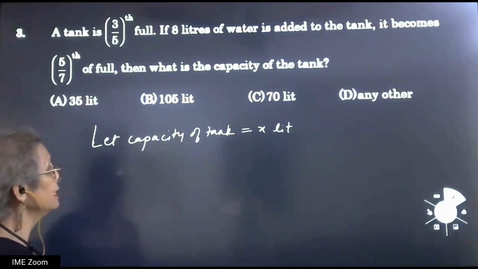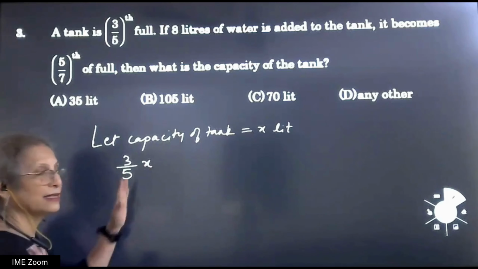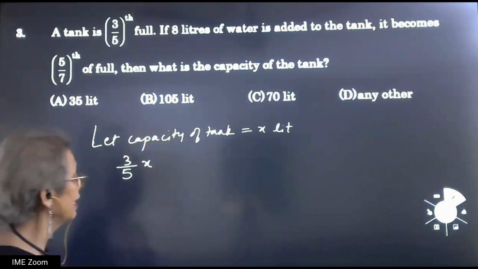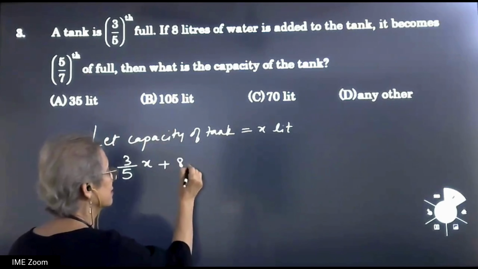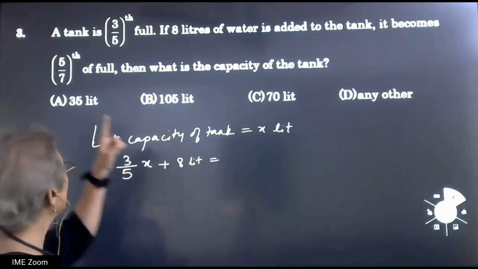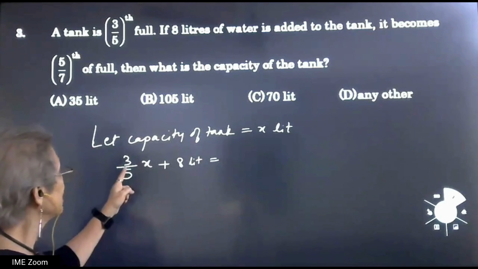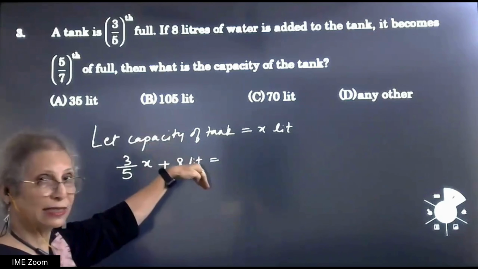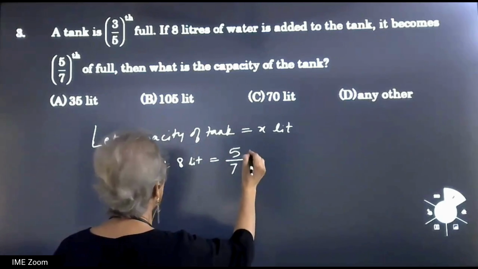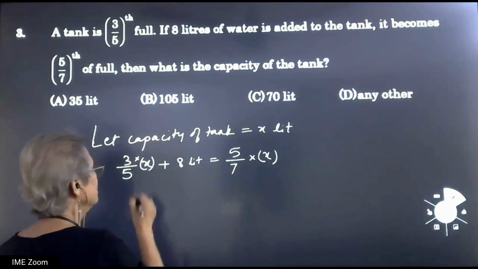And now how much is it filled? It is 3/5 of X. Now afterwards, what they say: if 8 liters of water is added, let us add 8 liters here. Then what happens? Added to the tank, it becomes 5/7 of full. 3/5 was filled. We added 8 liters of water. Now it becomes 5/7 of full. This is full, this is full.